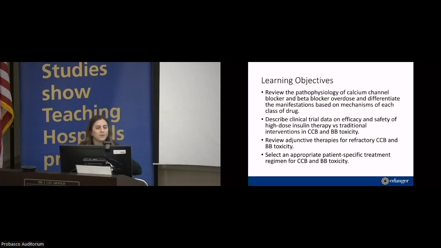So to start out, we have some of the learning objectives for the lecture. We're going to review the pathophysiology of calcium channel blocker and beta blocker overdose and differentiate the manifestations based on mechanisms of each drug class. Describe clinical trial data on efficacy and safety of high-dose insulin therapy versus traditional interventions in calcium channel blocker and beta blocker toxicity. Review adjunct therapies for refractory toxicity, and then select an appropriate patient-specific treatment regimen.